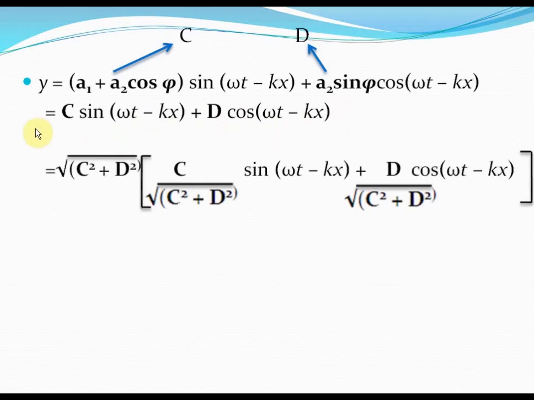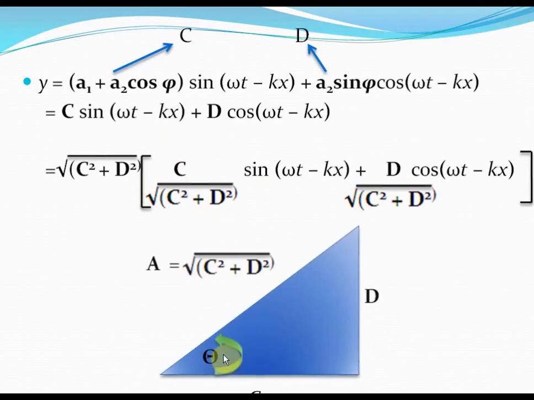Now we'll multiply and divide this expression by the square root of c square plus d square. Why are we doing this? I know it seems very complicated, but this mathematics will definitely help us get the equation of the resultant wave in a very simple form. So let's proceed. We've multiplied by the square root of c square plus d square and divided by the square root of c square plus d square. Now if you look carefully, c divided by root of c square plus d square does ring some bells.